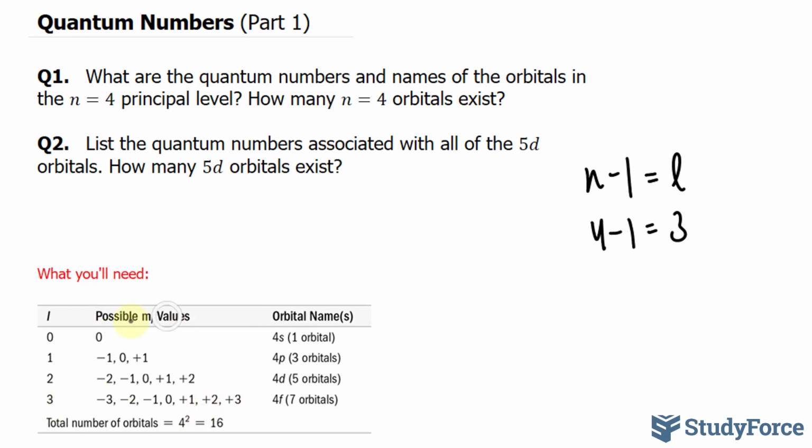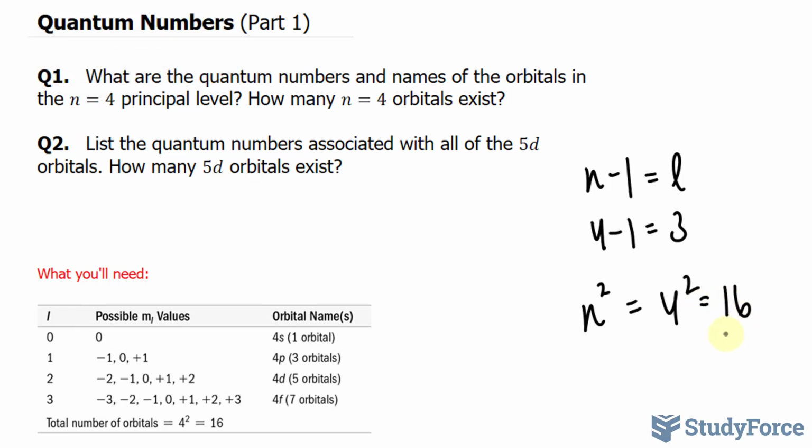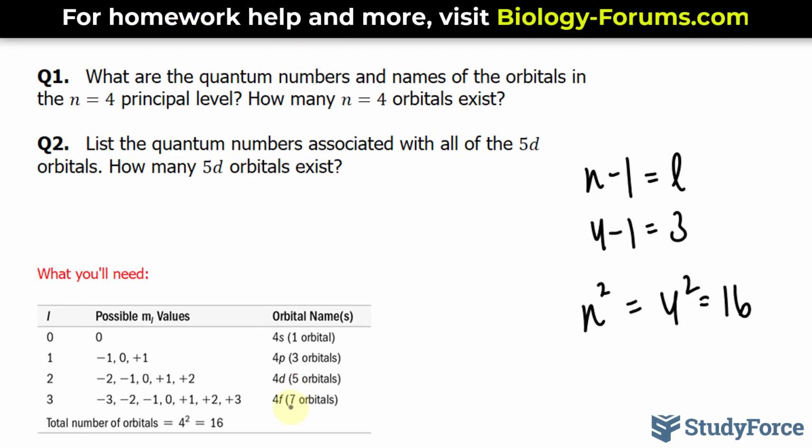If you count all of these up, you should end up with 16, and that's the total number of orbitals. That can also be found by taking n and raising it to the power of 2. So we have 4 to the power of 2, we should have 16 orbitals. Now we're also asked to name the orbitals. When you have one orbital, it's 4s, 3 orbitals is 4p, 5 orbitals is 4d, and 7 orbitals is 4f. The 4 in all of these relates to the value of n.